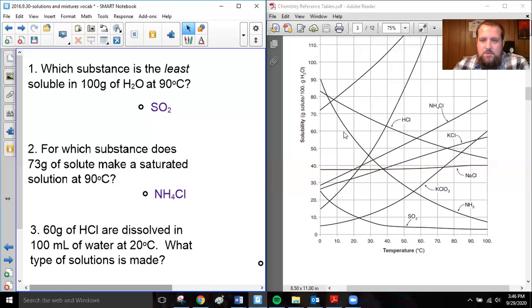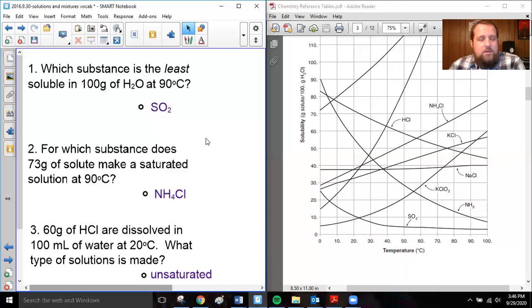So 60 grams, 20 degrees right here is underneath the line for HCl. The line for HCl at this temperature is up here, but we're down here. So since we're under that line, this is an unsaturated solution. If we were on the line, it'd be saturated. If we were over it, it would be supersaturated. So those are the three example problems, the kinds of things you might be asked.